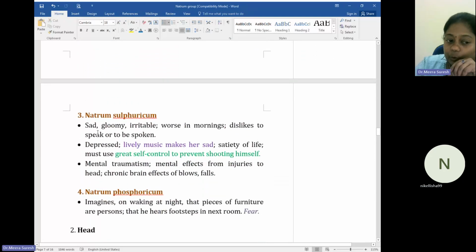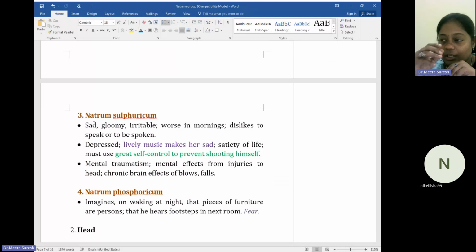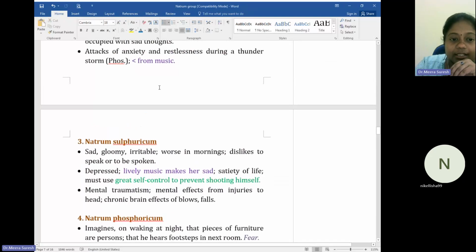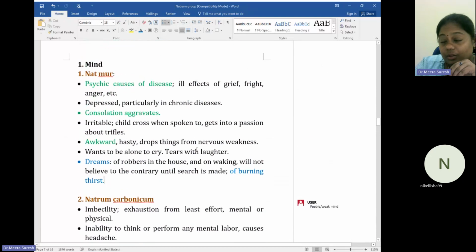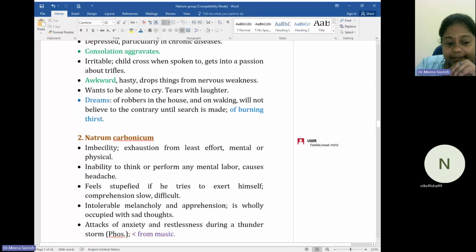In Natrum sulf, they also are very sad, gloomy, irritable, especially in the morning, dislikes to speak or to be spoken to. So this is a common feature that they want to avoid people, they don't want to talk, they don't want people to talk to them, but they want that one-to-one relation. Natrum sulf is also depressed. Lively music makes her sad. We saw that in Natrum carb actually, music is aggravating. Even Natrum mur, I didn't mention it over here. This is not given in the keynote, but even Natrum mur, they also have problem from music.